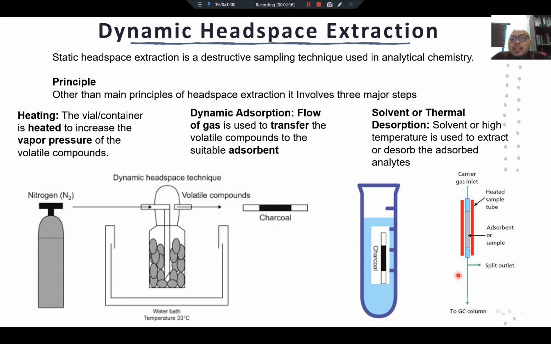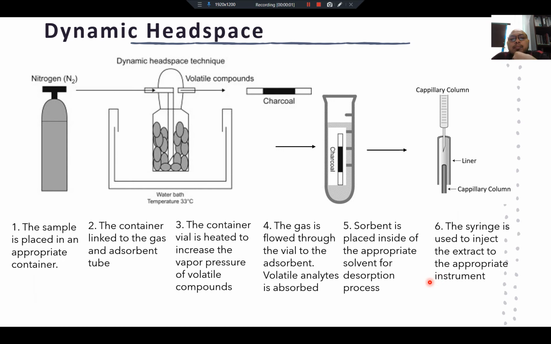So this is a very advanced method, and of course very expensive as well. Right, so here is the procedure. The sample is placed in the appropriate container.